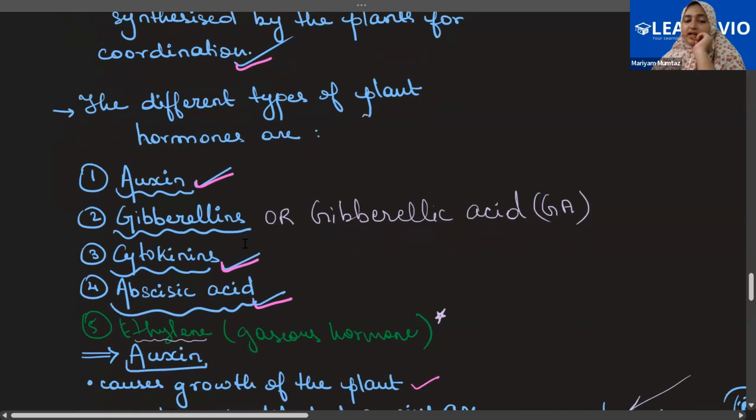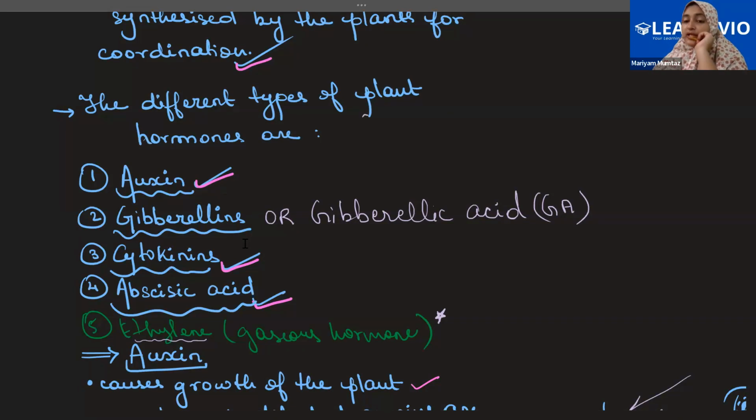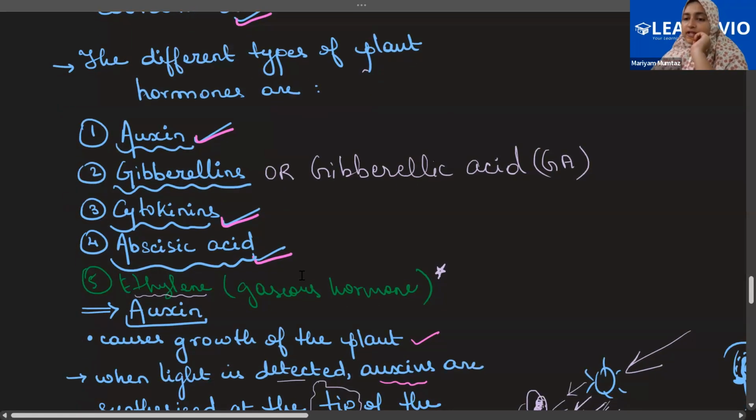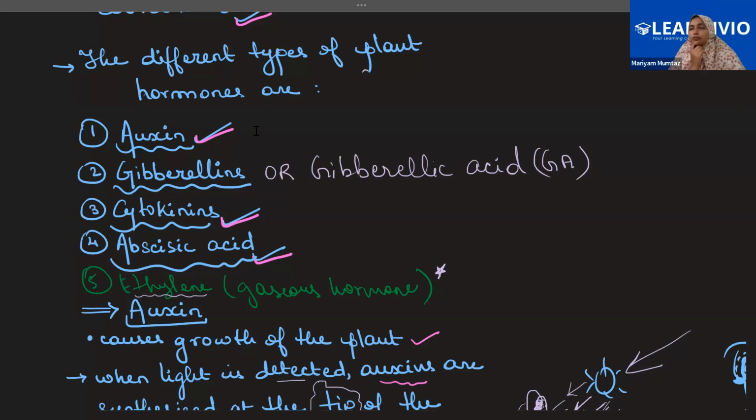Now, in plants, there are 5 major hormones. There is auxin, there is gibberellins, or you can also call it gibberellic acid. Then there are cytokinins and abscisic acid and ethylene, which is the only gaseous hormone, the hormone which is in the form of a gas. All of these hormones have their own particular function to perform. Apart from that, they are synthesized very differently from each other, right? And auxin is the most dominant one out of all of them.